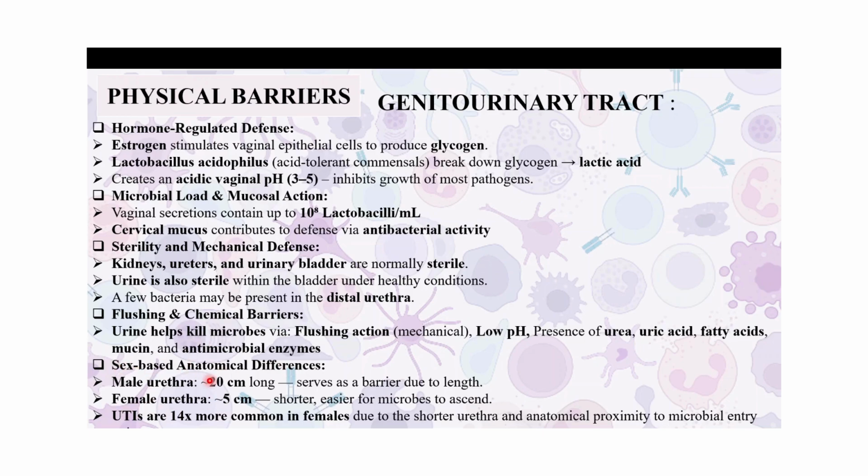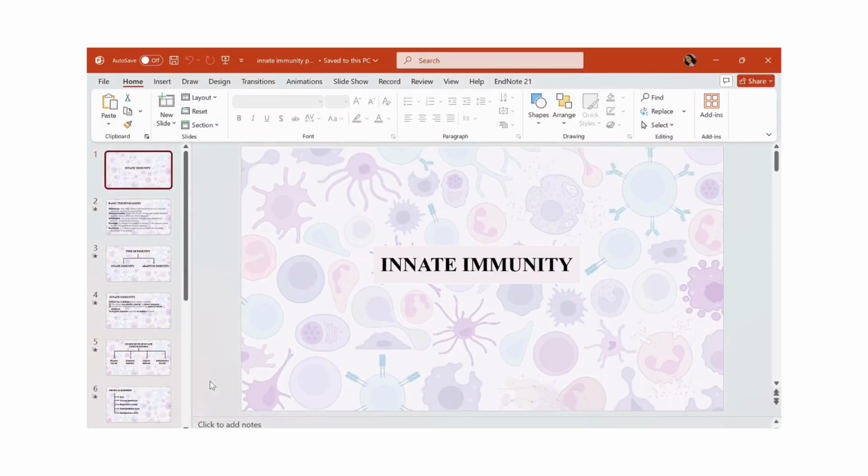So that's it, I guess. That's a wrap up to the physical barriers of innate immunity. Now, these defenses are always active. Okay, keep in mind, always active, preventing countless infections without us even realizing it.